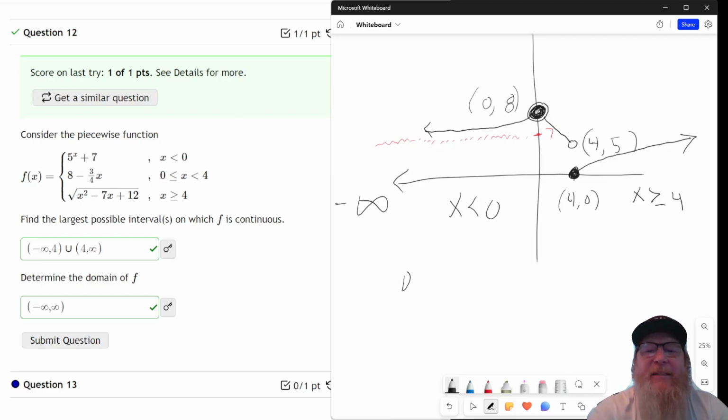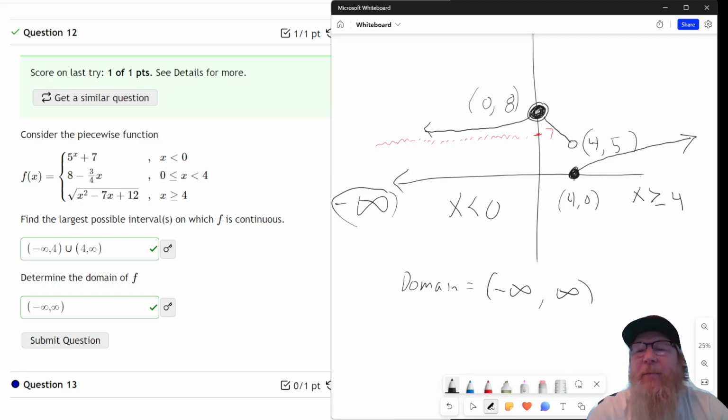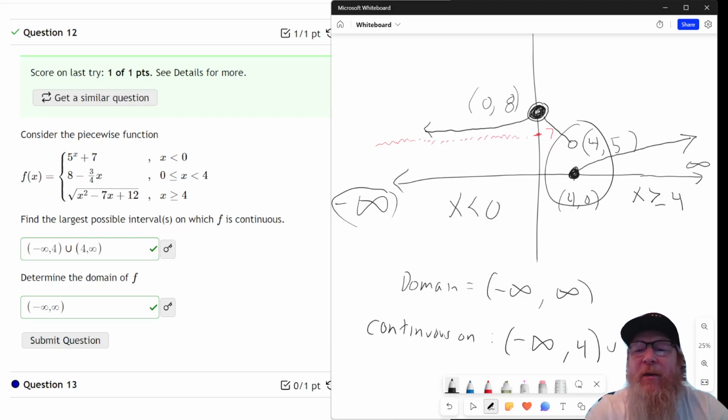So again, I like to summarize. The domain goes from negative infinity all the way to positive infinity. But the continuity goes from negative infinity to 4, and then because there's a break at 4, it stops being continuous, and then it's continuous from 4 to infinity.